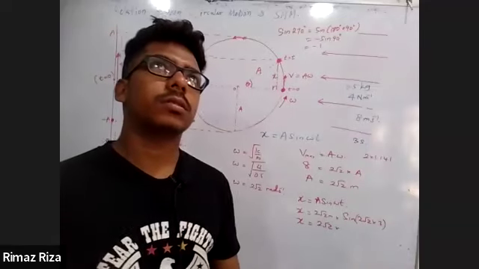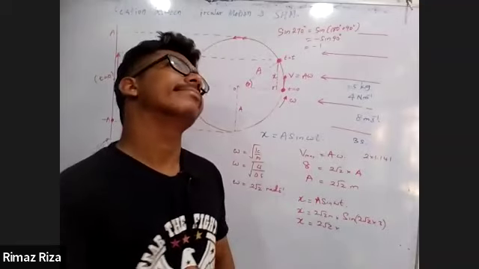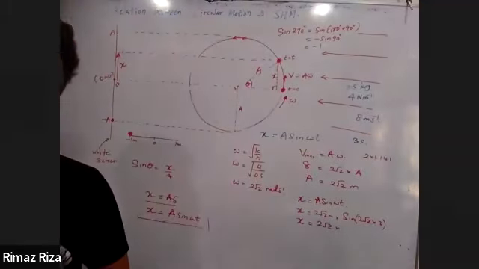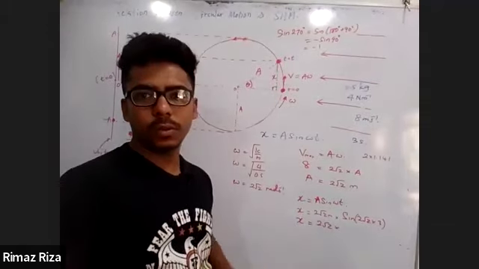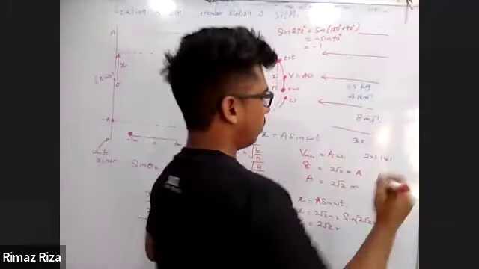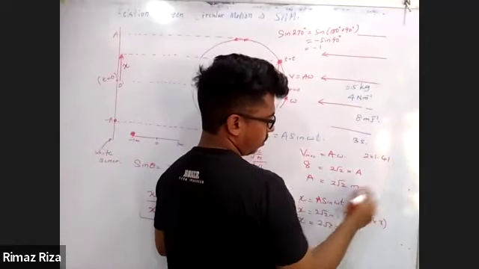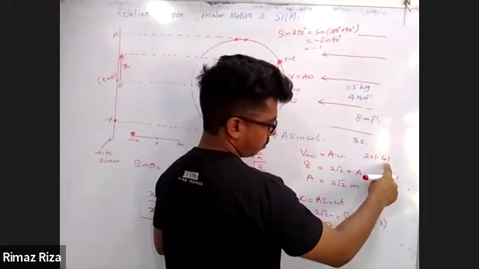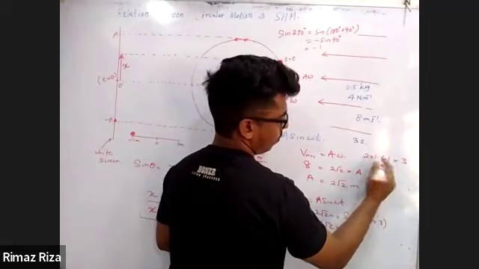The square root of 2 is 1.414. Yes, thank you. So 1.41. That is 2 root 2, and then we have to multiply by 6.